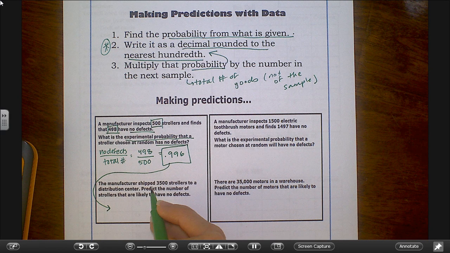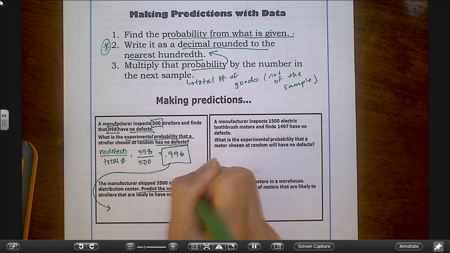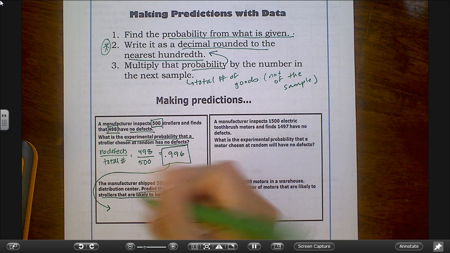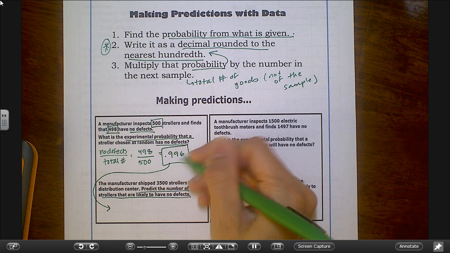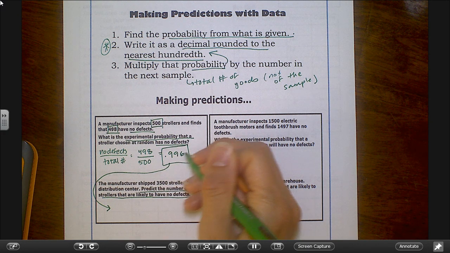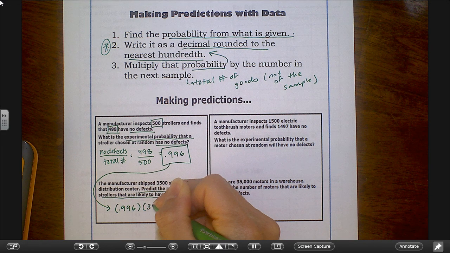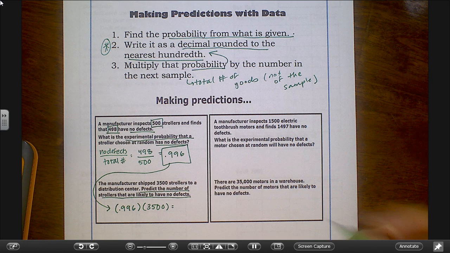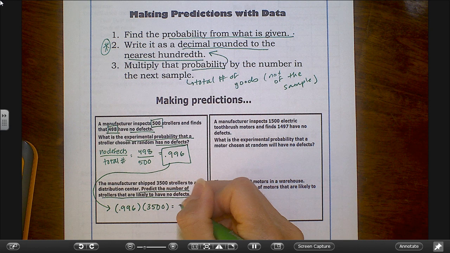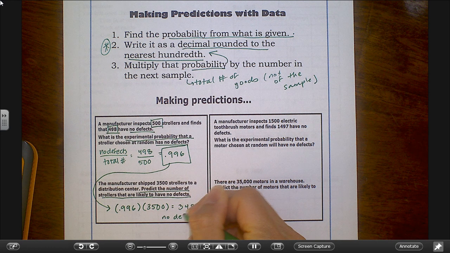So this says the manufacturer shipped 3,500 strollers to a distribution center. Predict the number of strollers that are likely to have no defects. Well, if 0.996 of them didn't have defects, then I'm going to use that same number, 0.996, and multiply that by the 3,500 that were shipped out, and say that 3,486 of them will have no defects.